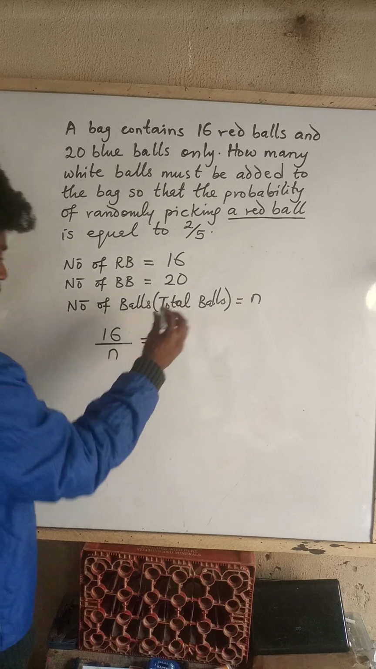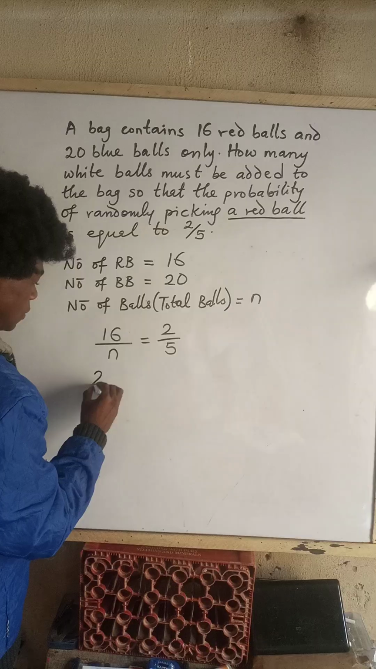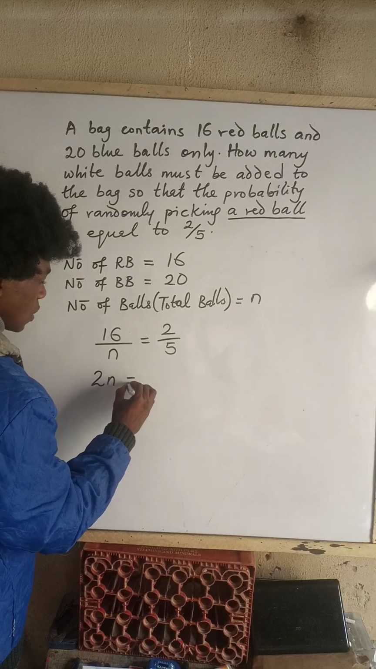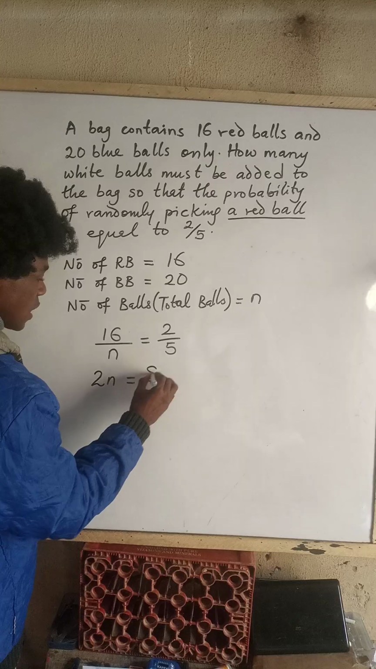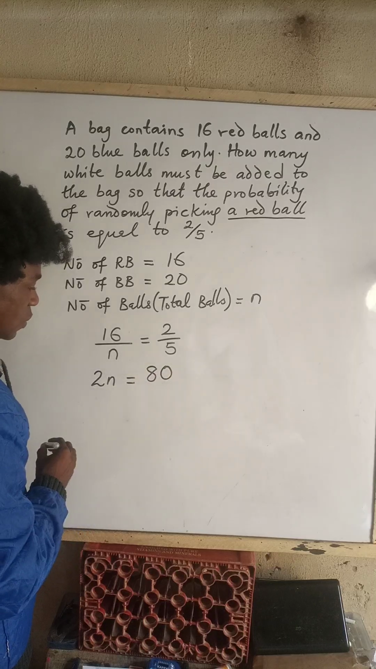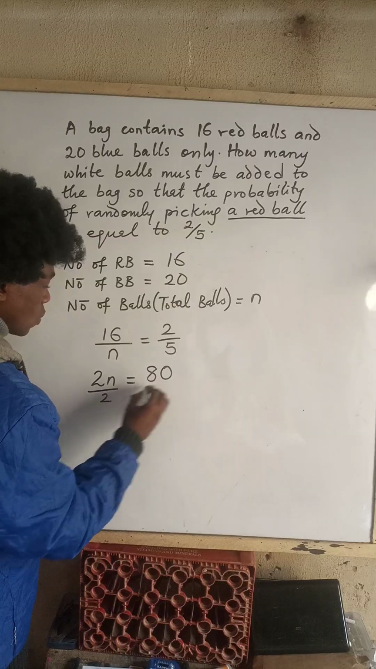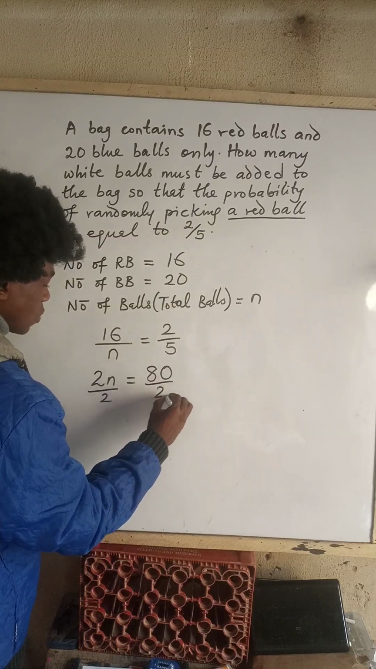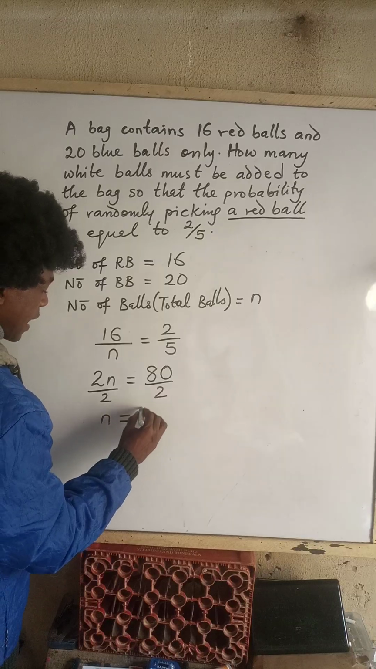So when I cross multiply, we will have 2 times n, 2n is equal to 16 times 5, which gives us 80. So next, I will divide both sides by the coefficient of n, which is 2. When I divide both sides by 2, we will have the number of balls in the bag as 40.